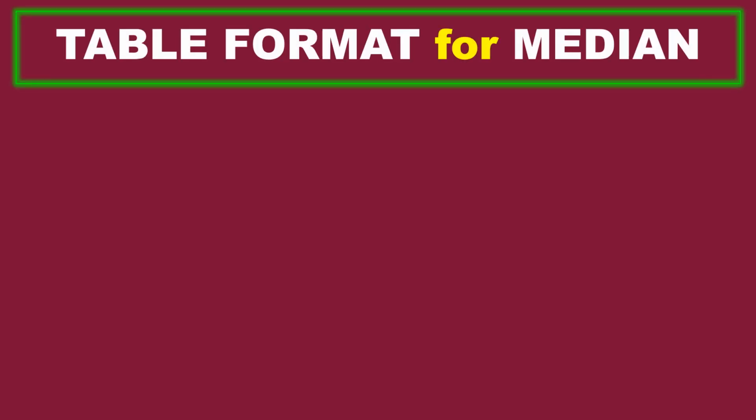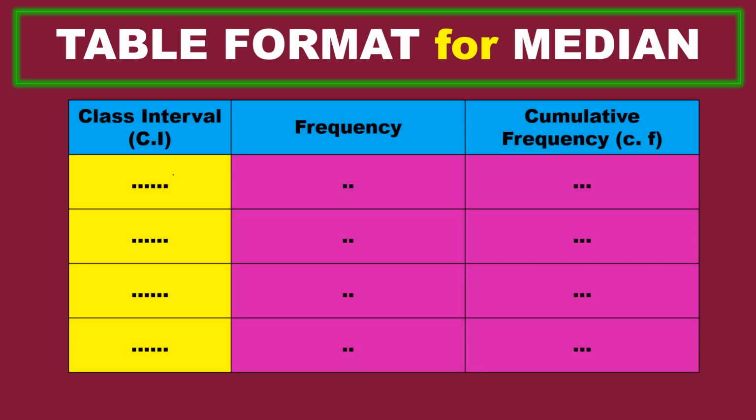Before starting the problem, let us recall the table format for median. You will have 3 columns. Already two columns will be given in the question, class interval and frequency. The only column we have to write extra is cumulative frequency, CF. You know how to find this: just do the addition in a zigzag way. The first value will be as it is, and then add in a zigzag way.